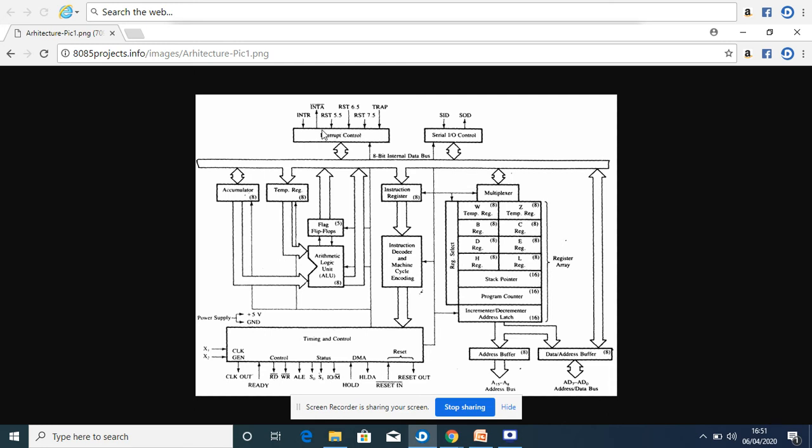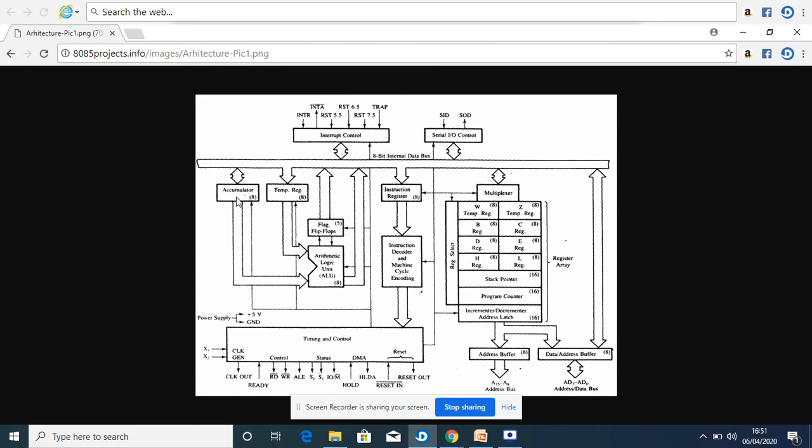This section is used to handle the interrupts. The highest priority interrupt is TRAP, that is non-maskable interrupt, then RST 7.5, 6.5, 5.5, and INTR. This is the level of priority from higher to lower. One signal that is active low is INTA. INTA means interrupt acknowledgement. This signal is used by the microprocessor to signal the peripheral devices that generated the interrupt signal.